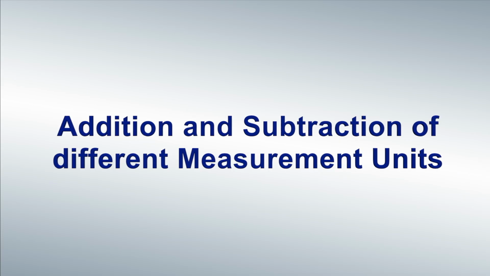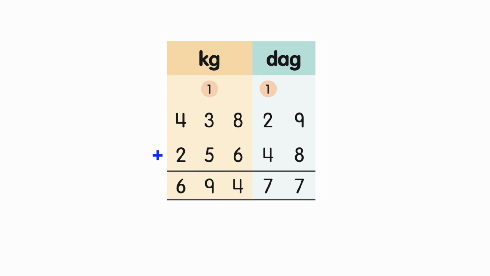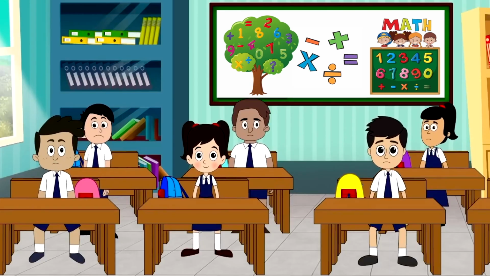Addition and subtraction of different measurement units. Let's add 438 kilograms 29 decagram and 256 kilograms 48 decagram. After adding 438 kilograms and 256 kilograms and 29 decagram and 48 decagram, we will get 694 kilograms and 77 decagram.